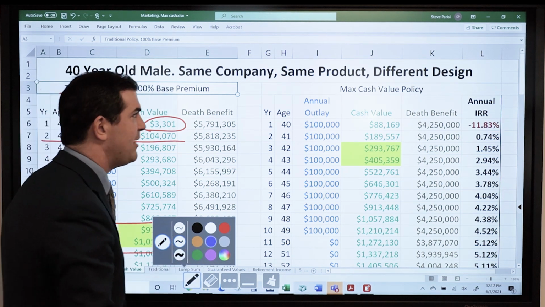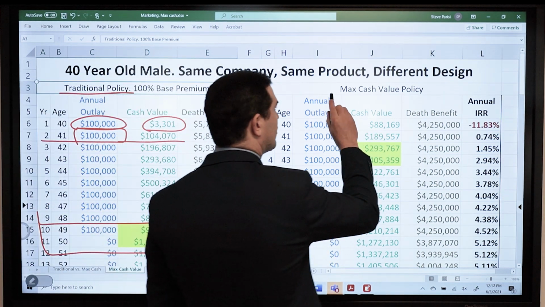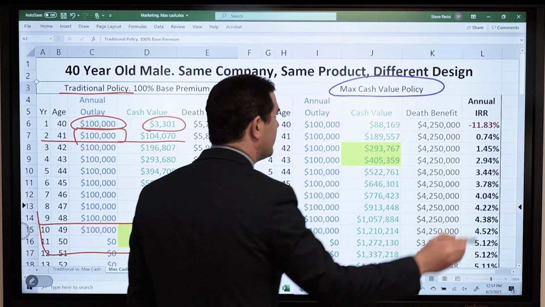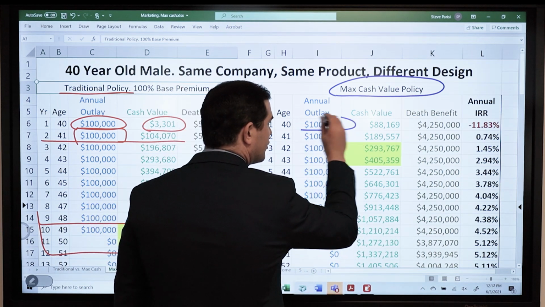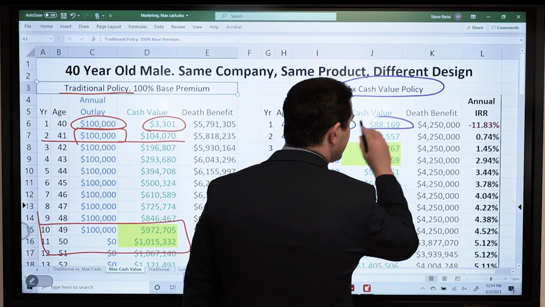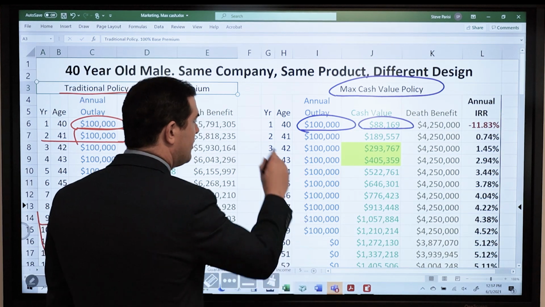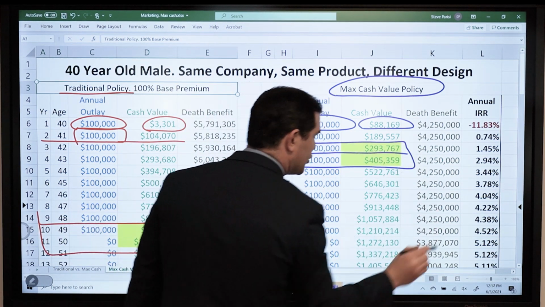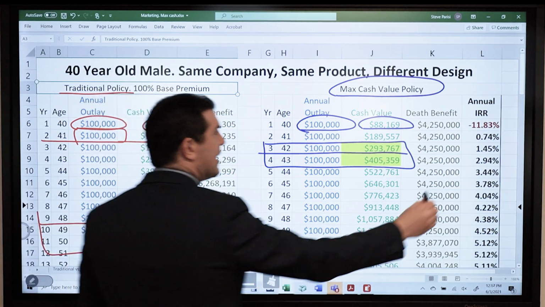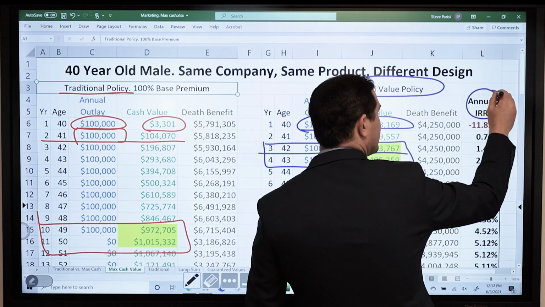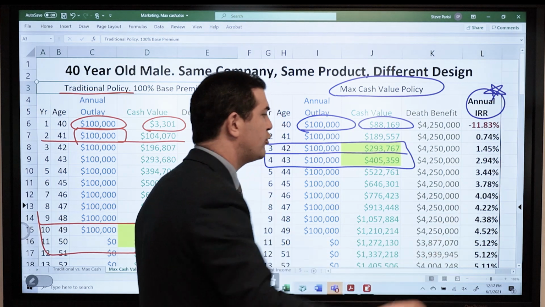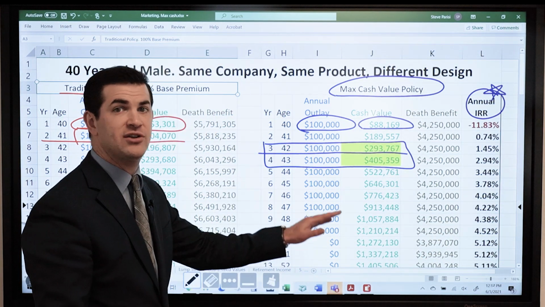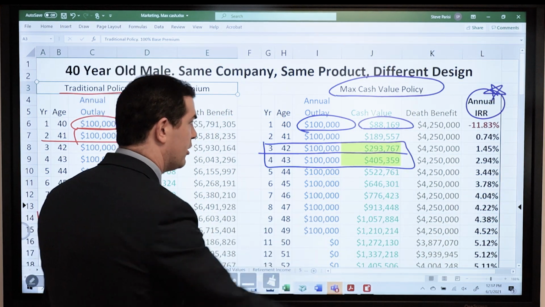Now, as I look at the same company, identical product on the right, just redirecting where his money's going, $100,000 goes in, 88% right off the bat. Breaking even between years 3 and 4. We have the annual internal rate of return, which is the net growth we see year over year. So we isolate each year, that's not the average IRR.